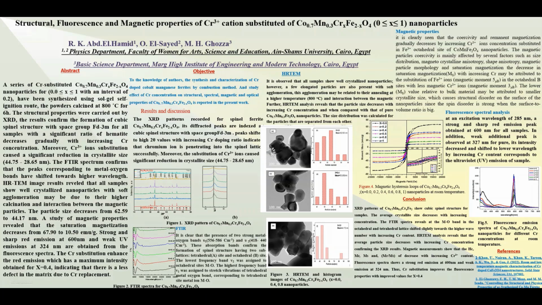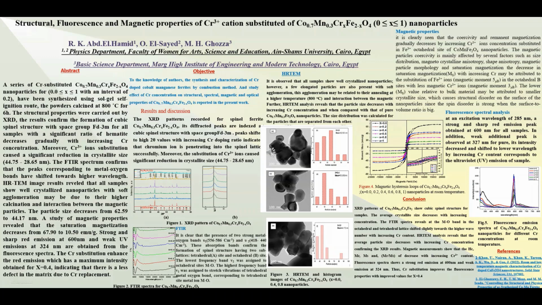Magnetic properties revealed that all magnetic properties such as saturation magnetization, remnant and coercive field decreased gradually by increasing chromium concentration. The saturation magnetization decreased from 67.92 to 10.5 electromagnetic units per gram.